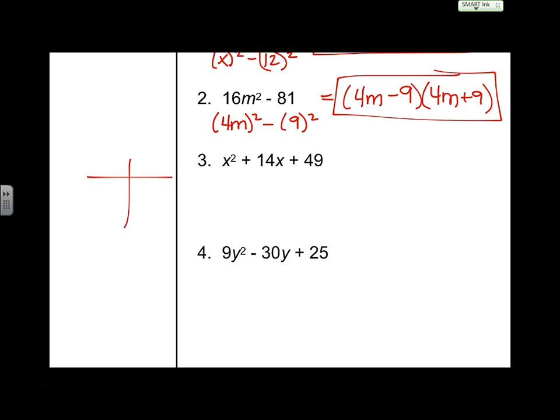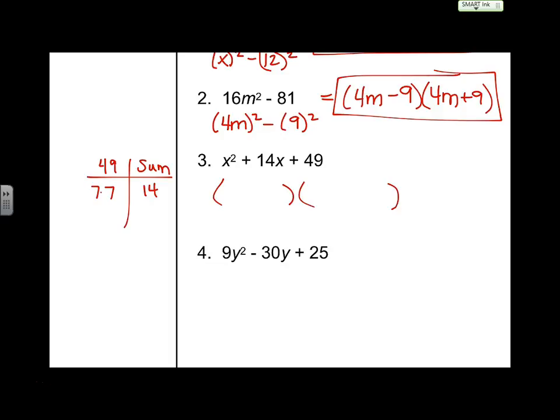Don't I have factors of 49 because there's no number in front? And I'm trying to think of what they sum to be. Some of you are like 7 and 7. Yeah, what's 7 times 7? 49. Now what's 7 plus 7? 14. I was right then. So what are my factors? X plus 7, X minus 7.